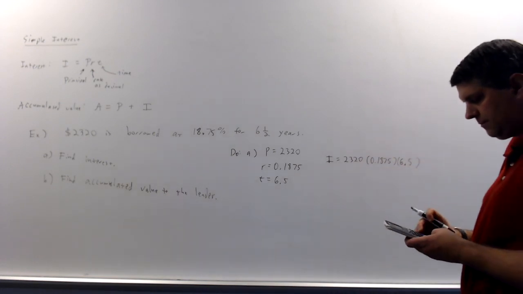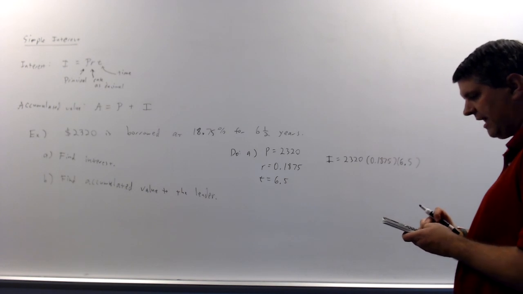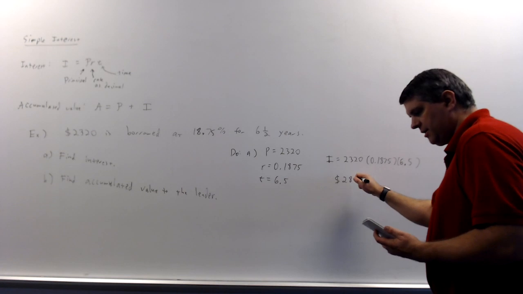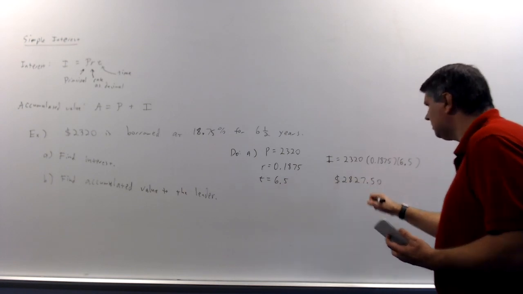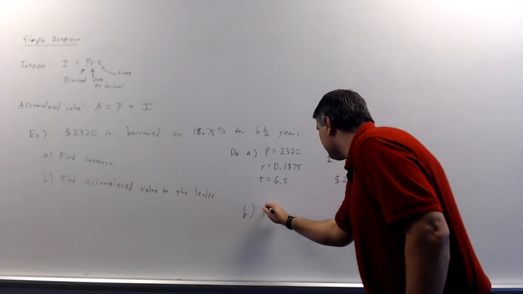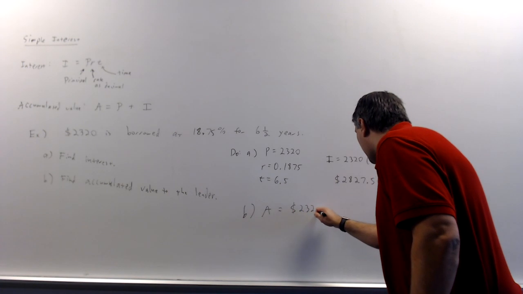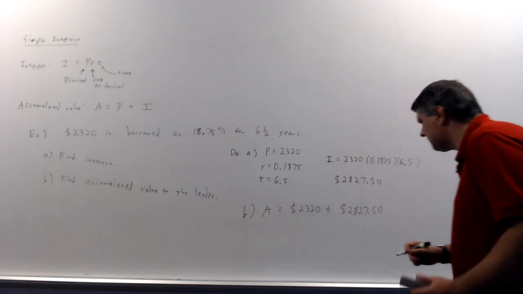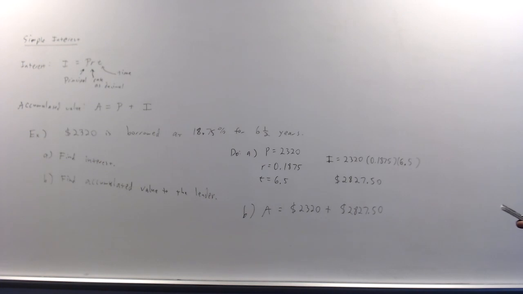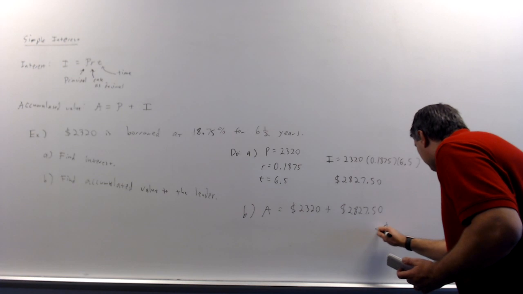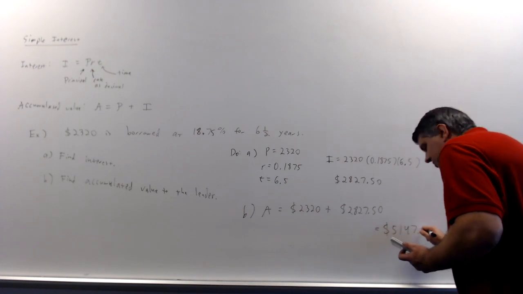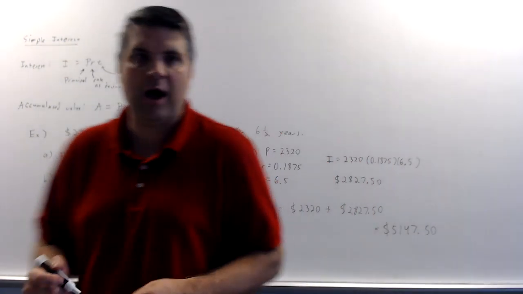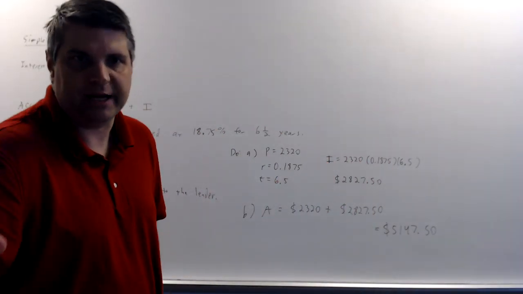Okay, so 2320 times 0.1875 times 6.5. $2,827.50. B, accumulated value is the $2,320 that will be repaid plus the $2,827.50. Equals $5,147.50. Okay? I'm going to pause here and put up other types of interest formulas.